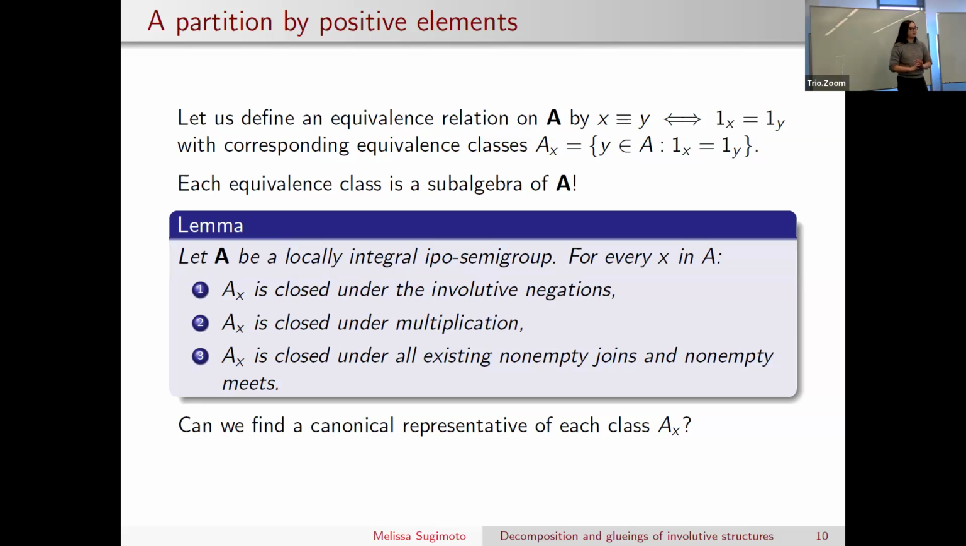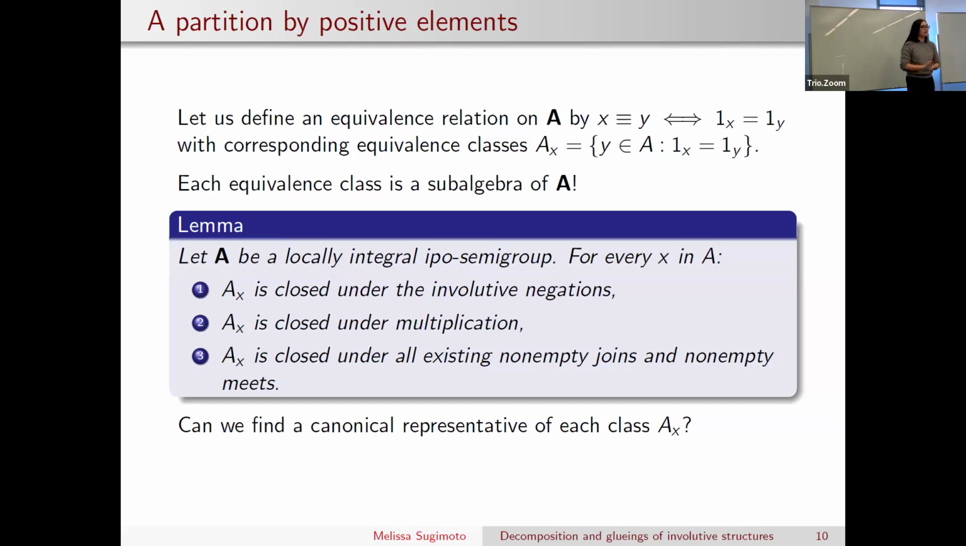So we can have this equivalence relation and we can break apart the corresponding equivalence classes. And we can call these equivalence classes Ax, and they'll be the set of all the elements that have the same local identity as x. And these turn out to be nice. These are going to be what we're looking for, the components that we break apart into.